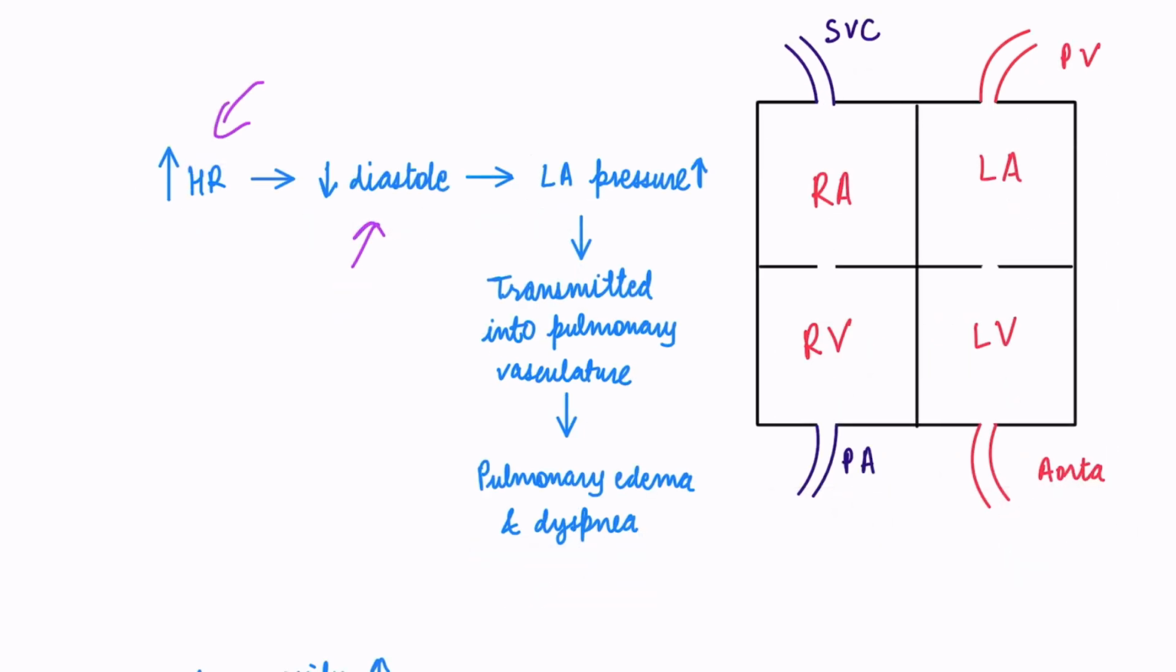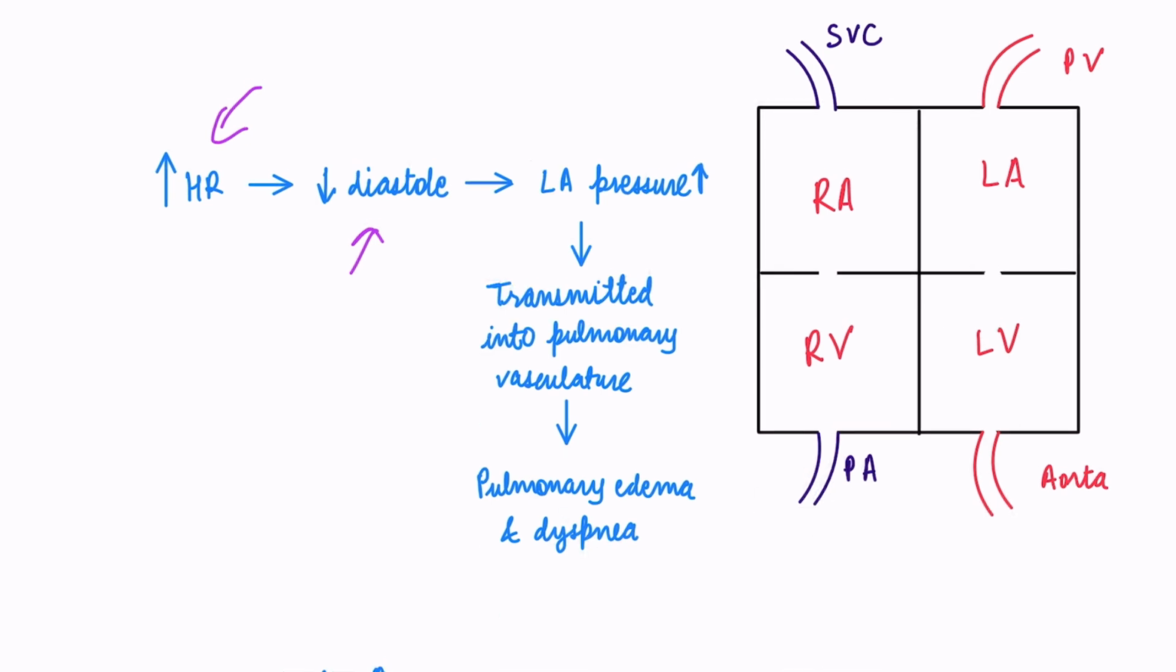Now when the duration of diastole decreases, the left atrium has to increase its pressure furthermore in order to maintain the normal cardiac output. Now this increased left atrial pressure will be transmitted further into the pulmonary vasculature. This will cause pulmonary edema and dyspnea.